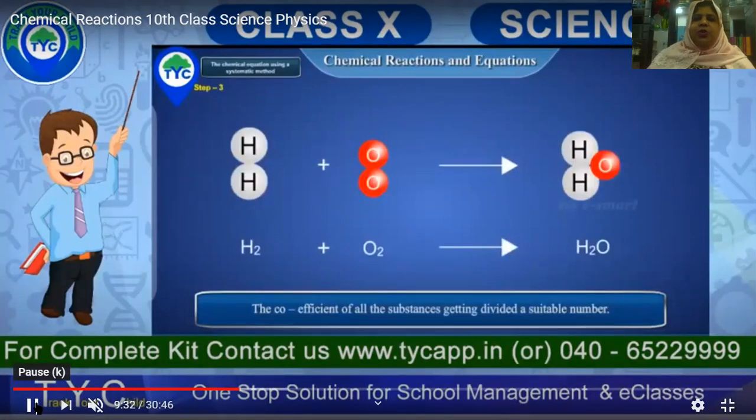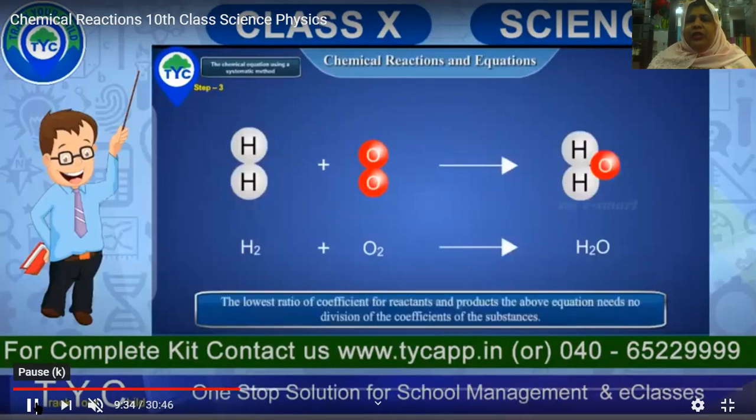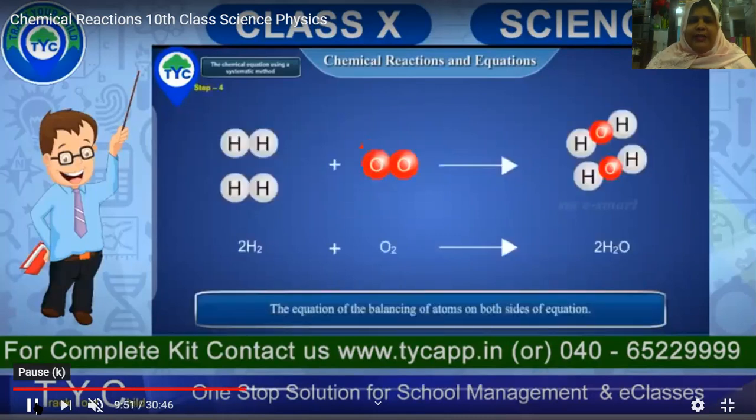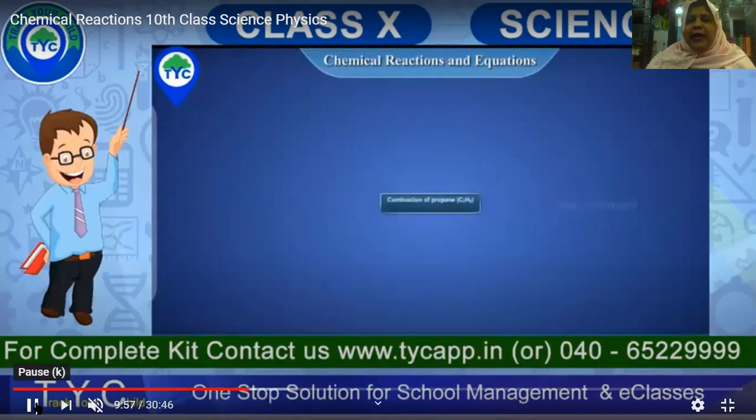When we have taken two hydrogens and one molecule of oxygen, they give rise to water. So this needs no division of the coefficients of the substances. It's the lowest ratio, water. That is the reason we use the water example all the time, to make it very easy for you to understand. So finally, in the fourth step, what have we done? 2H2 plus O2 gives 2H2O, and it has become a balanced equation.